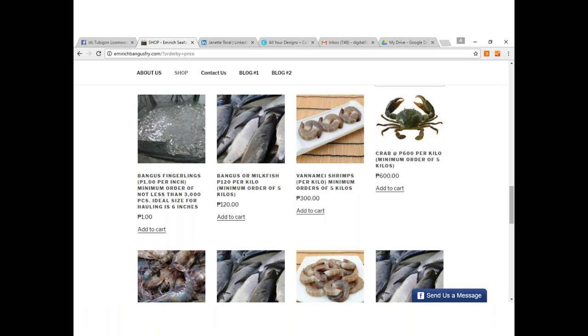This one, Emirich Bangus Fry. At first, I was also reluctant with this MSME because they're from Moal Boal in Cebu. And you know, Moal Boal is far away from Cebu. So I asked, what is your business? Vannamei shrimp, crabs, bangus, and bangus fingerlings. And then how are you going to do digital marketing? How is that? Can you deliver?